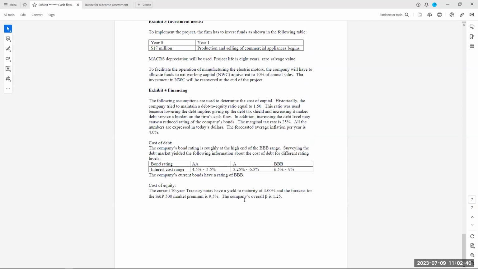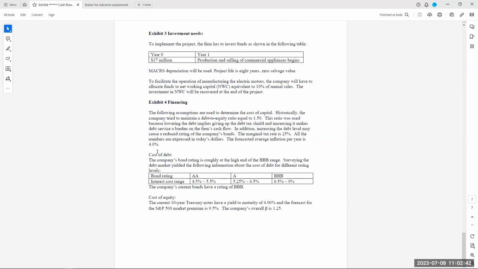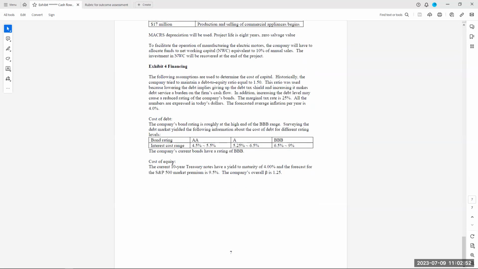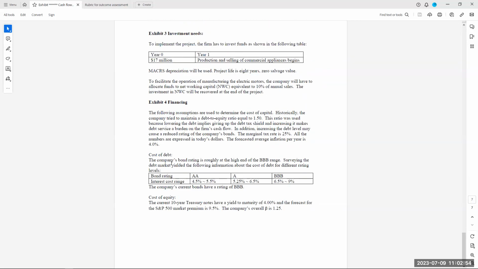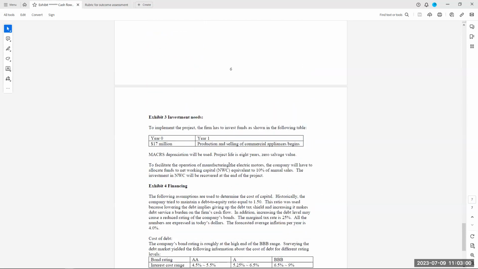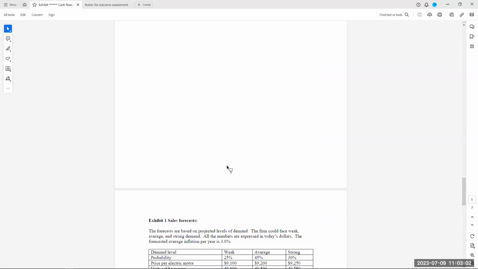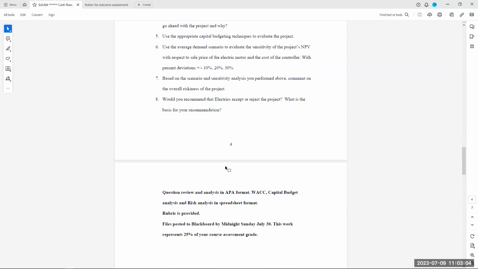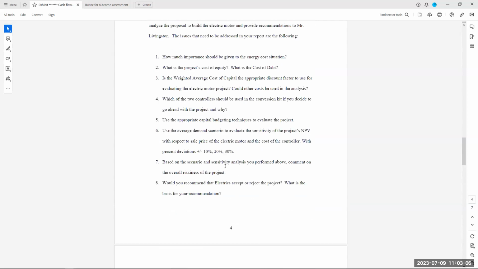The inflation rate in this problem is 4% across the line for both revenue and expenses. You should know what that means based on your case number 2 work. So as you can see, there's a little bit more detail, a little bit more changes, a little bit more thinking involved in this case. Your job is to put it all together and answer these 8 questions in your paper.